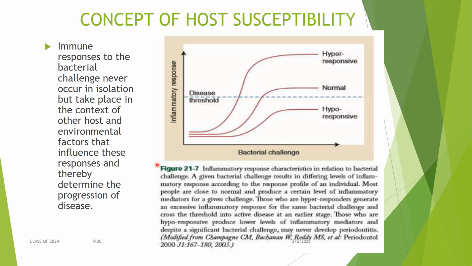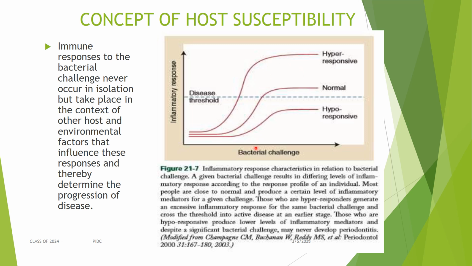A given bacterial challenge results in differing levels of inflammatory response according to the response profile of an individual. Most people are close to this normal and produce a certain level of inflammatory mediators for the given challenge. But those who are hyper-responders generate an excessive inflammatory response to the same bacterial challenge and cross the threshold into an active disease at an earlier stage itself.